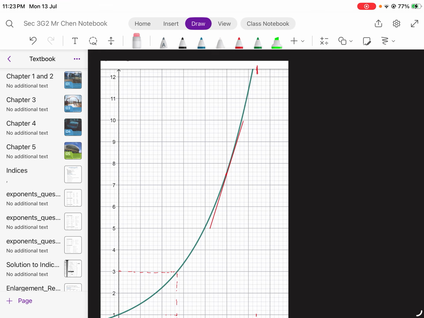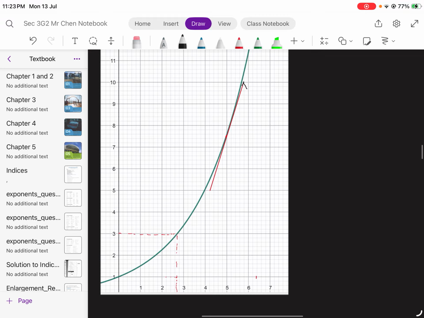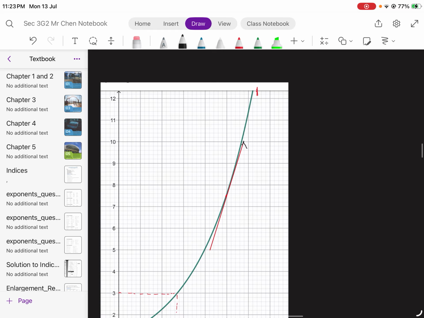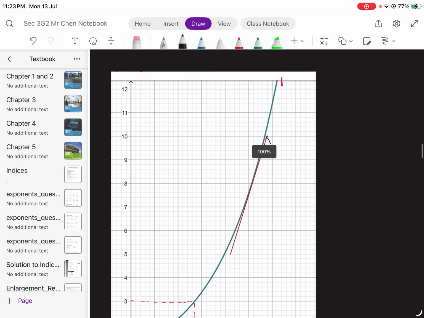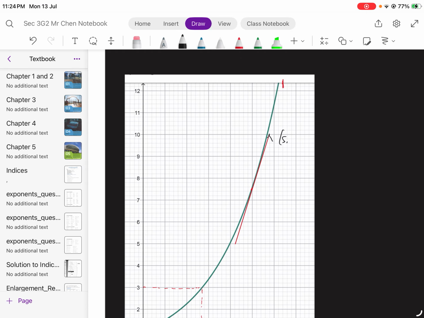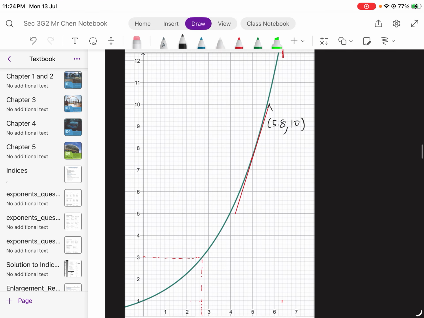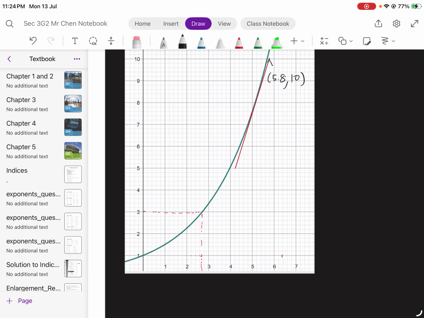Okay, so I was aiming for this point here, which would be around 5.8. This will be around 5.8 and 10. And down here would be around 4.2 and 5. So I'm going to call this point 2. Let's call this point 2, point 1, right? Point 2, point 1.